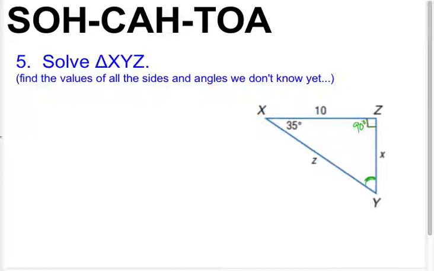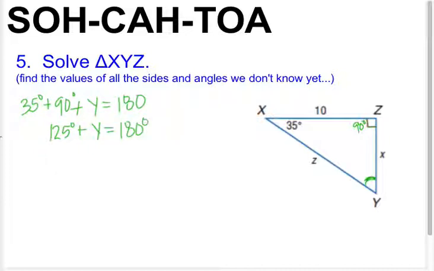Well, angle y, I know all of my angles in my triangle add up to 180 degrees. So I would have 35 degrees plus 90 degrees plus angle y is equal to 180. If I add these together, I get 125 degrees plus y is equal to 180 degrees. And then I would subtract 125 on both sides, and so I get y is equal to 55 degrees.